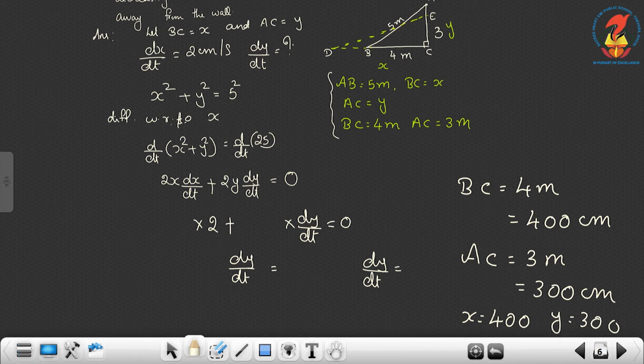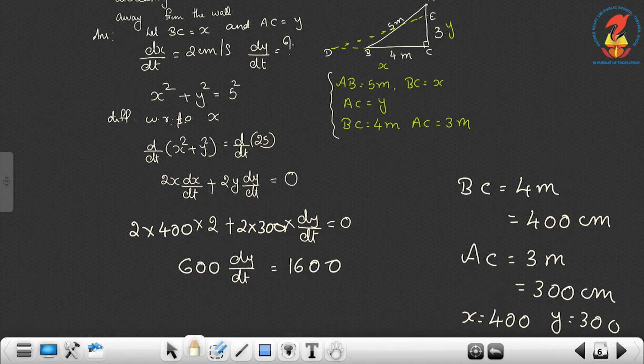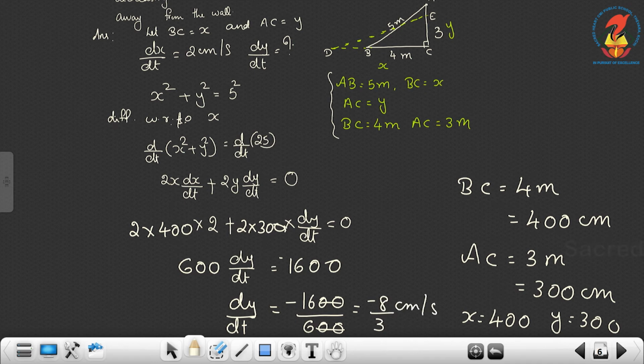So here 2 into X is 400 plus 2 into 300. So 600 dy by dt is equal to, so dy by dt, it's minus sign, minus 600. So it is minus 8 by 3. Unit is centimeter per second.